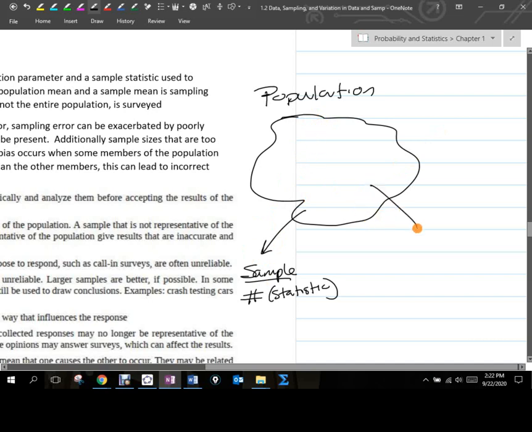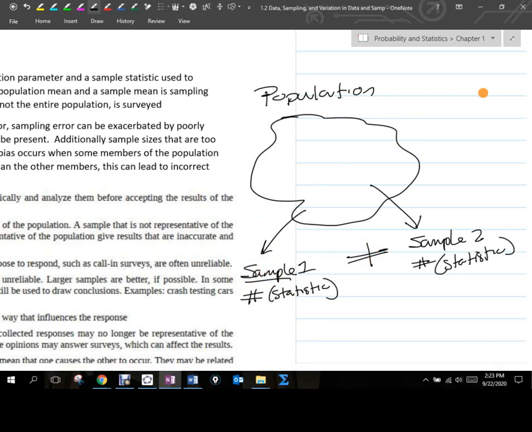Another thing to think about is if somebody else is doing the exact same study using the exact same population and they pick out a sample, say sample number 2, the statistic attached to it is going to be different than the sample statistic from the first sample. Does that make sense? And if we do it a third time, they're going to be different, but they should all be in the ballpark of one another, as long as we've done our research correctly.